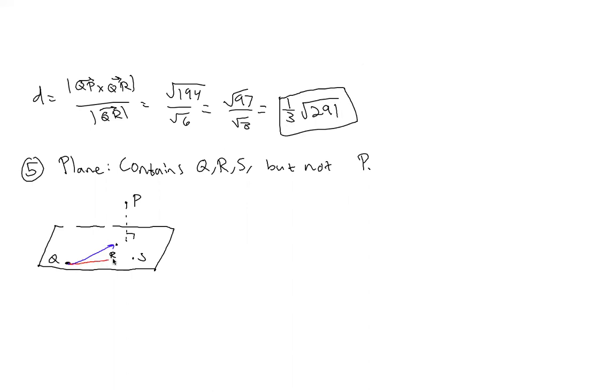in red. And what do we know about QR cross QS? We can consider that, right? QR cross QS, which I'm going to write up here like so, is orthogonal to the plane, right?